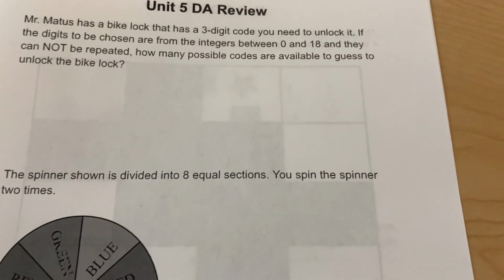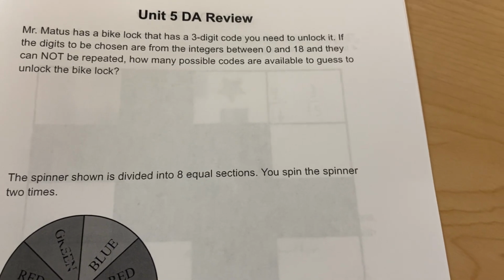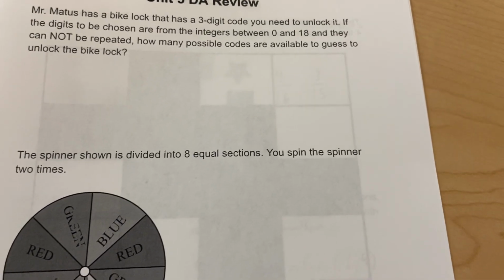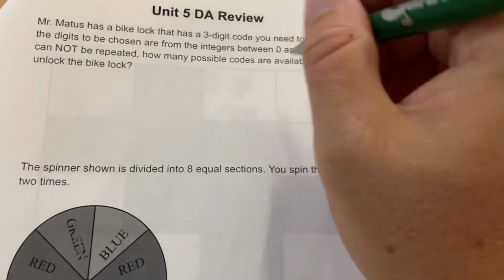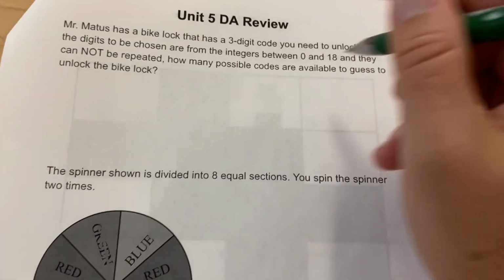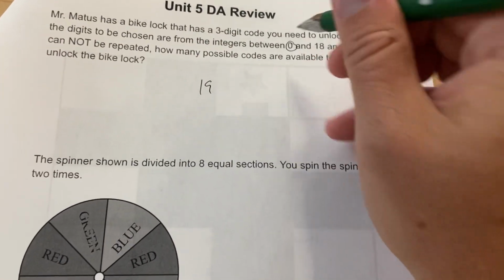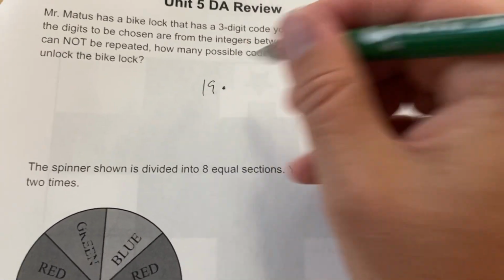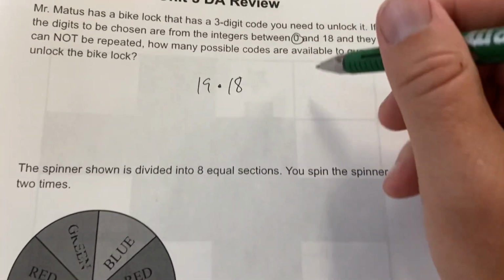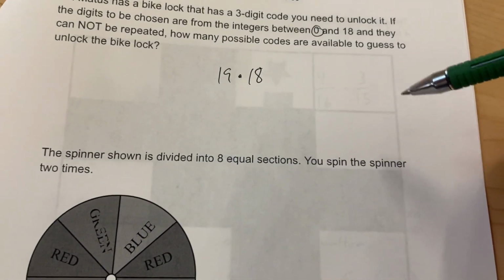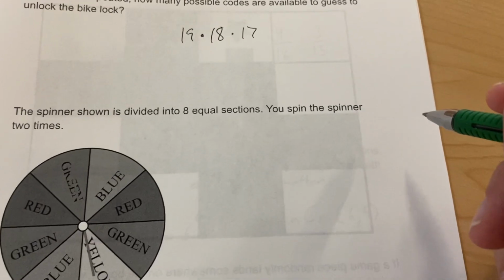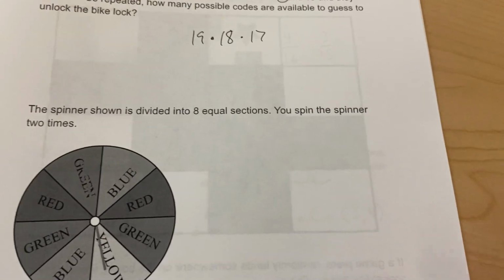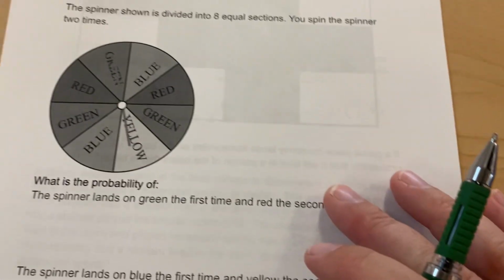Mr. Mattis has a bike lock. It has a 3-digit code. The digits need to be chosen from the integers between 0 and 18. They cannot be repeated. So for the first one, there's 19 because 0 does count as a number. For the second one, there's 18 because we cannot repeat that number. And then for the last one, there's 17. So you would just multiply these all together. That's the different ways you can come up with everything here.